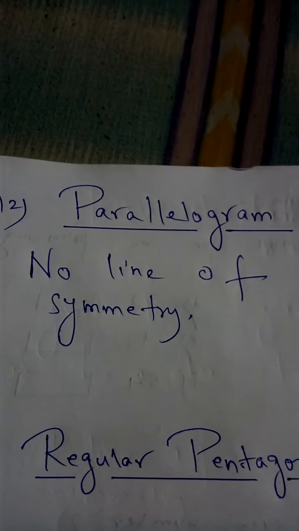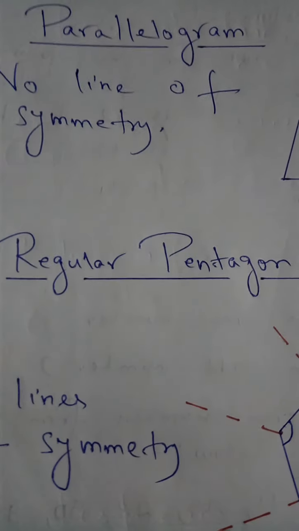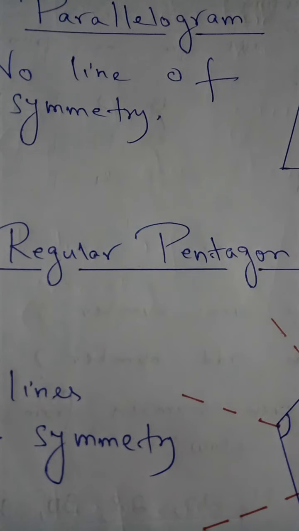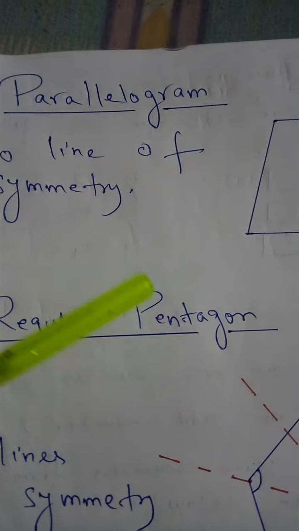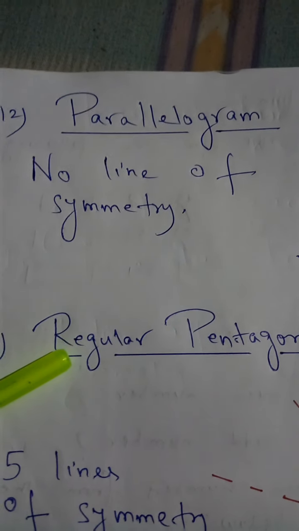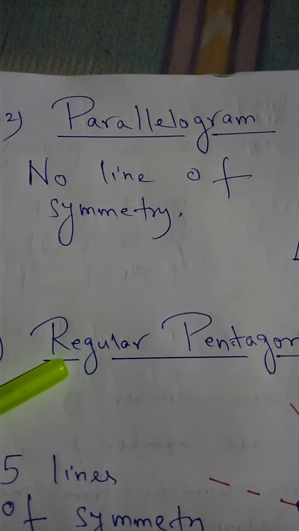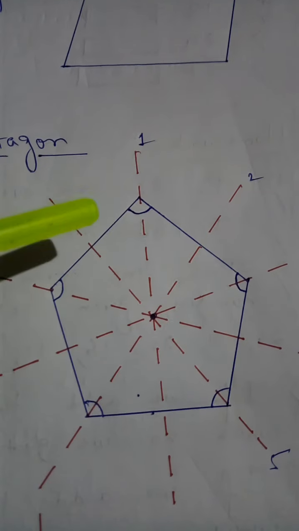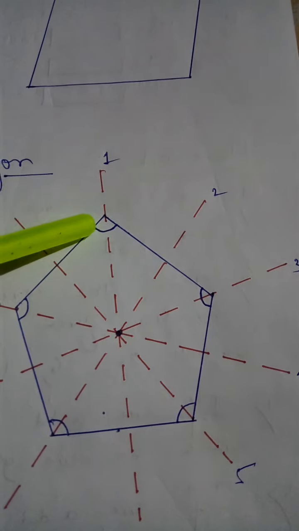The next figure is very important. That is a regular pentagon. What is a pentagon? Pentagon means it has five sides. Regular means all sides are equal and all angles are also equal. You can see it has five sides, 1, 2, 3, 4, 5, and five angles also.